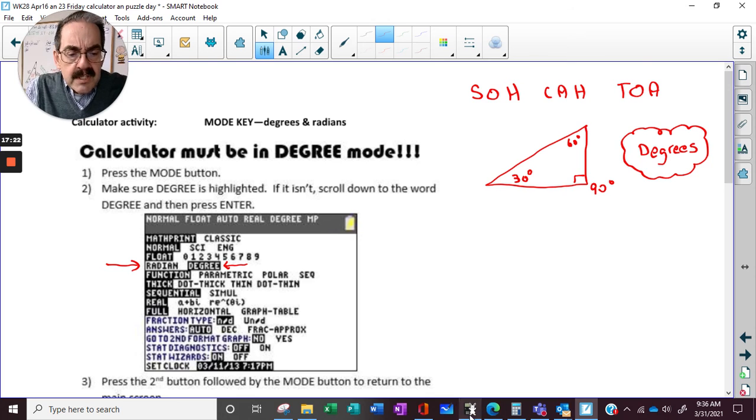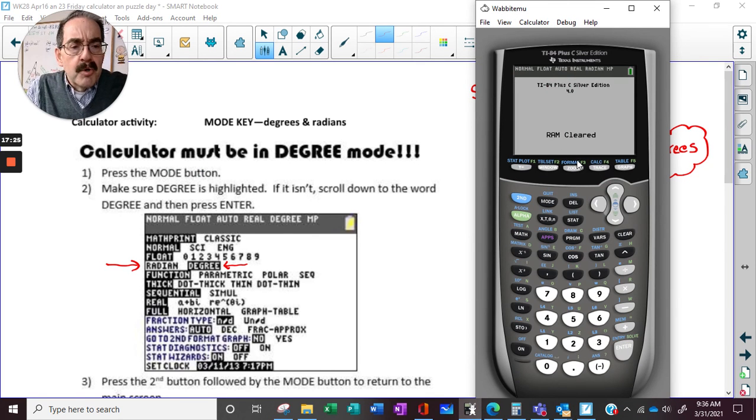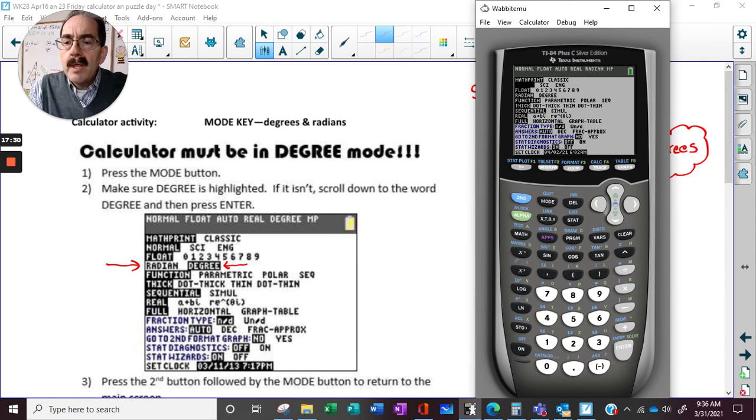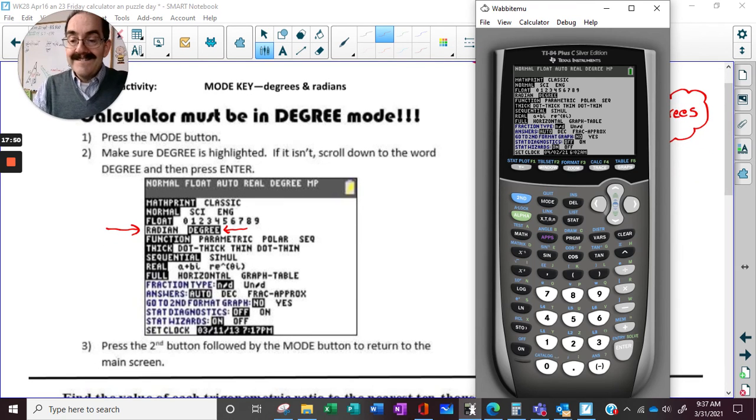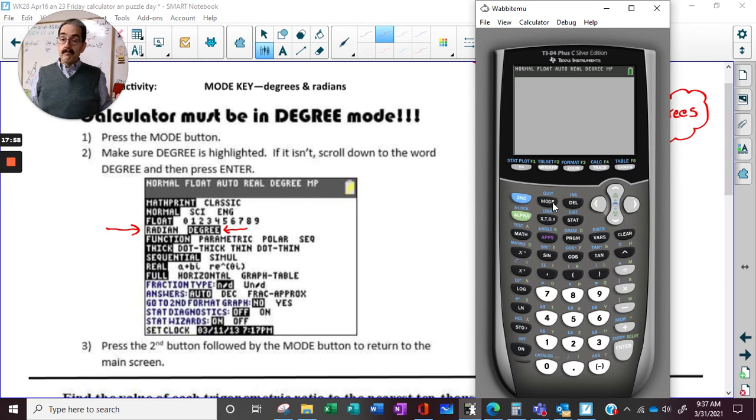So let's follow this. Press the mode button. Everybody find the mode button right next to the second. Make sure degree is highlighted. Mine says radians. Toggle over. Now it's flashing. If it isn't, scroll down to the word degree and press enter. Now I'm in degree mode. Press the second button, followed by the mode button to return to the main screen. I'm in the proper mode.